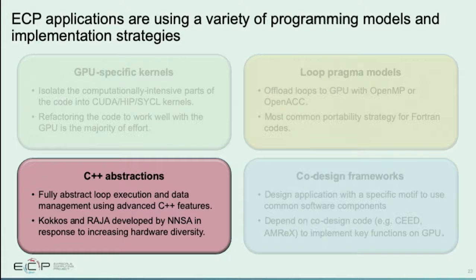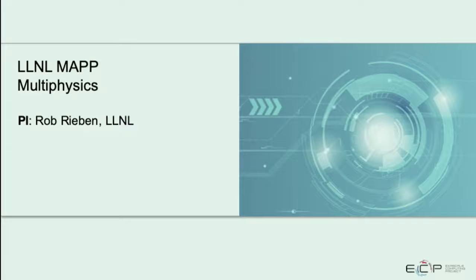All right. So for my last discussion of the strategies we're seeing in ECP, the C++ abstractions: if anyone asks me, like they're going to write a brand new code, I will tell them, write it in C++, use one of these abstraction models, your life will be easier, because someone else is doing a lot of the heavy lifting for you. And the people who are doing the heavy lifting right now in DOE are the NNSA labs, our National Nuclear Security Administration labs, one of which is Livermore.